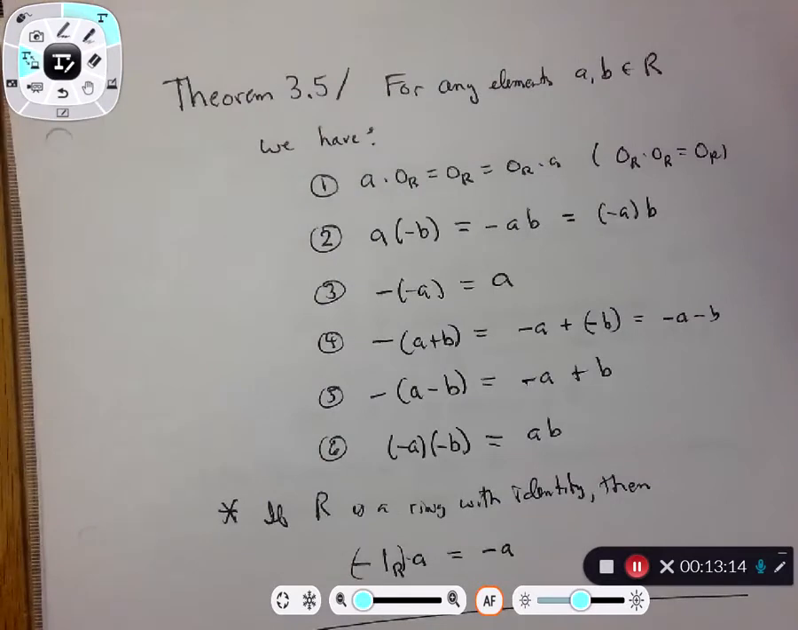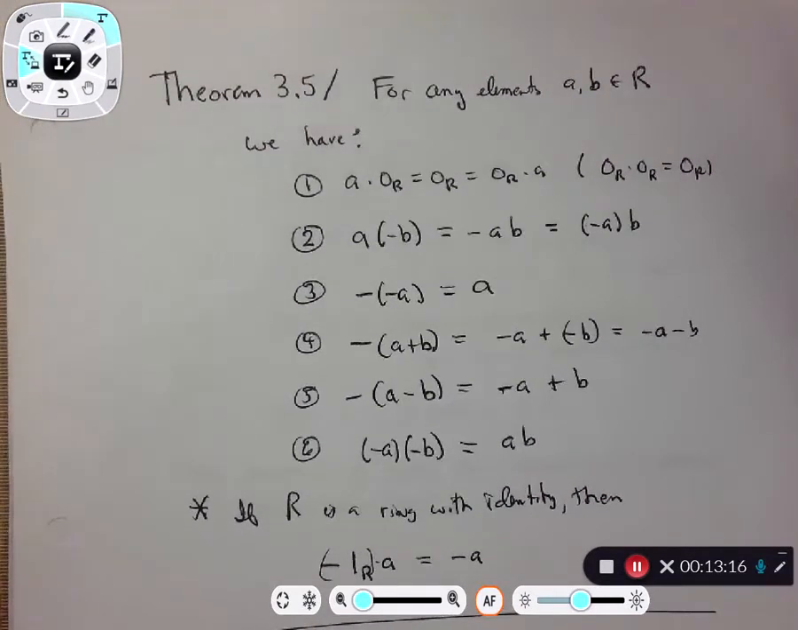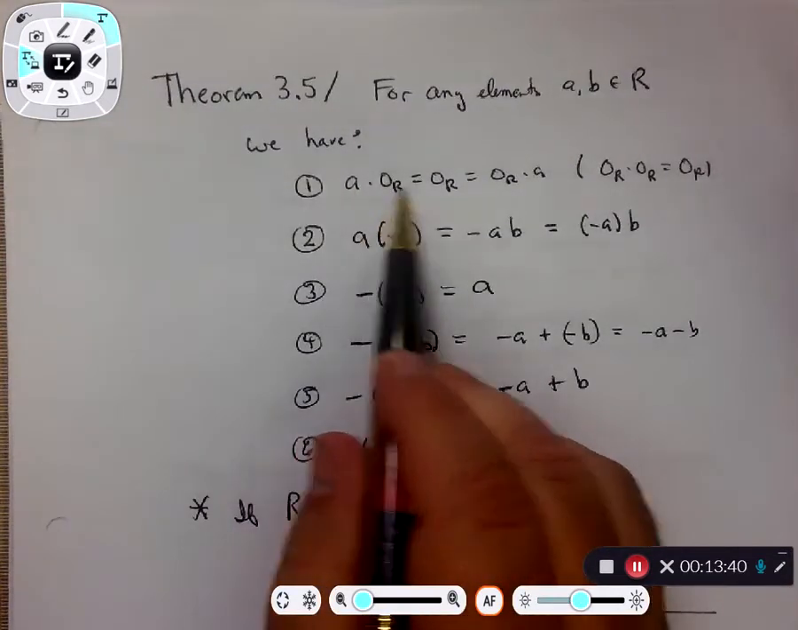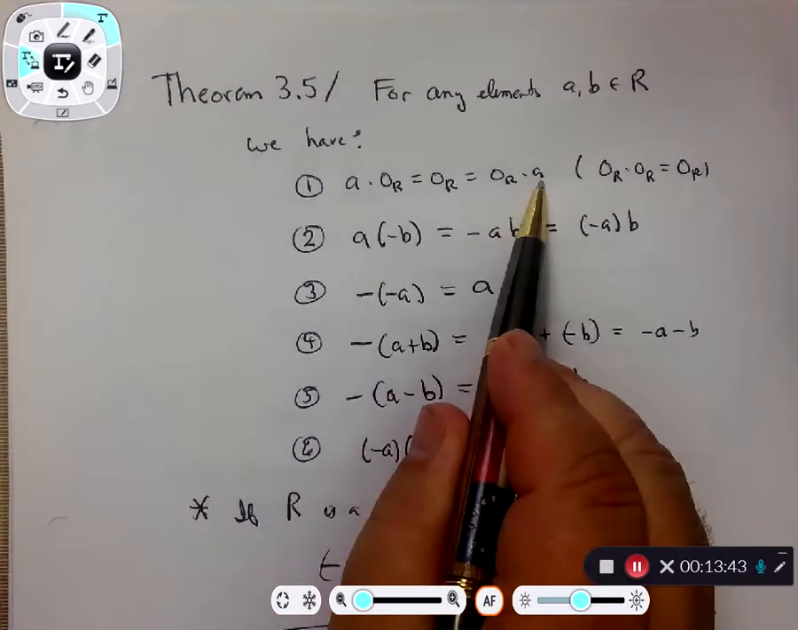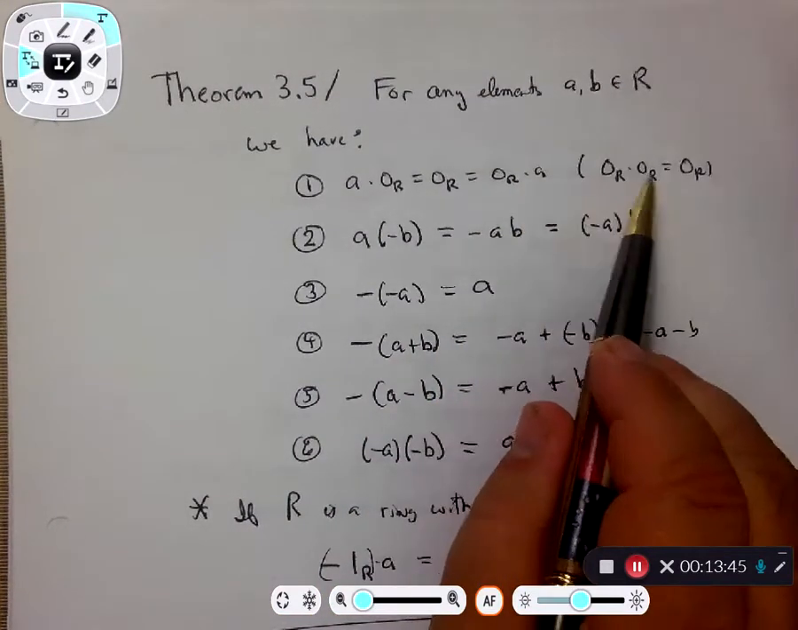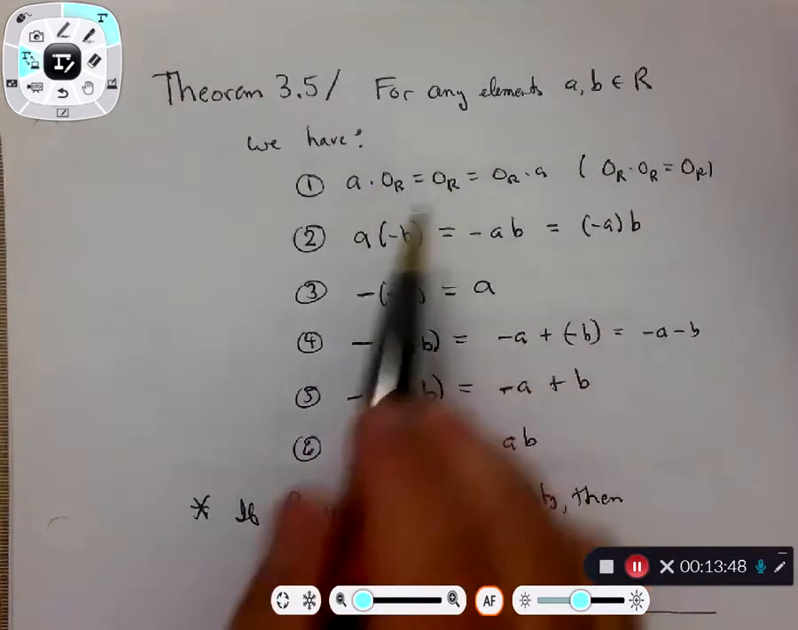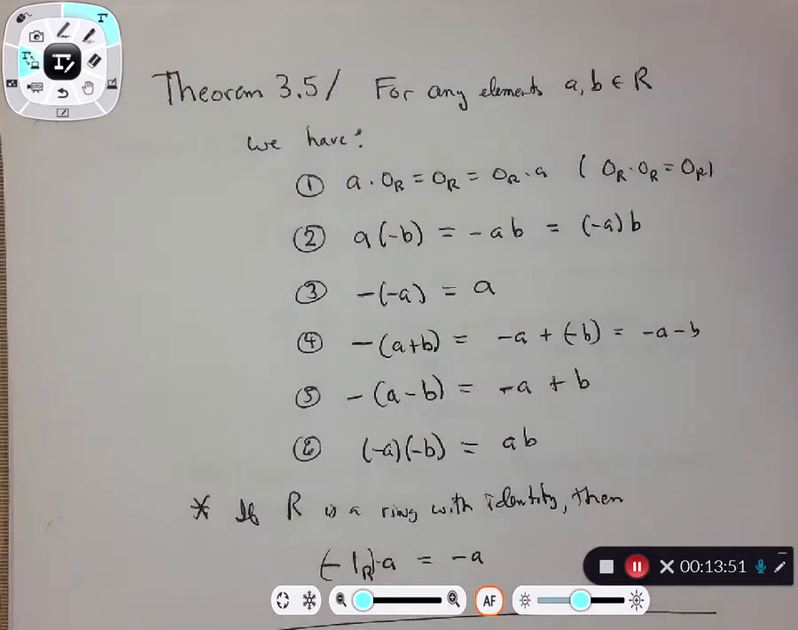So here's your big theorem that really describes to us exactly what this negative A is going to do for us, and some other properties as we threw them in here. This is theorem 3.5 out of your textbook. It says this: for any elements A and B in R, we have A times 0 in R equals 0 in R, which is equal to 0 in R times A. And also, 0 in R times 0 in R is 0 in R.